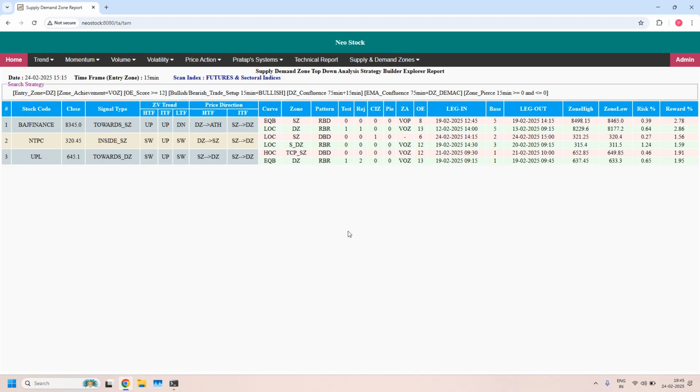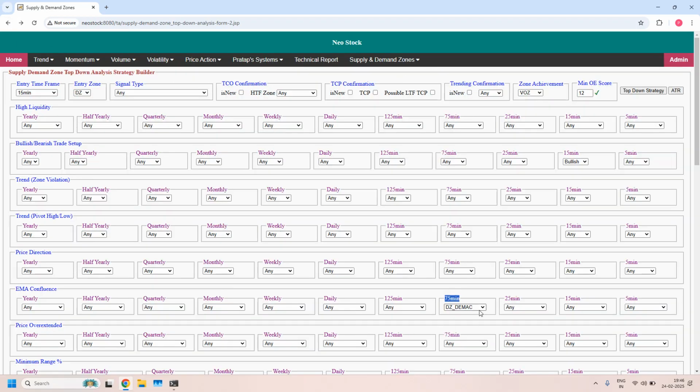That way these 3 15 minutes demand zones are even more high probability supported zones. This is based on LTF, ITF demand zone and ITF EMA confluence. Next we will look into LTF, ITF, HTF demand zone confluence, later HTF EMA confluence. Let's verify. I am removing this ITF EMA filter.